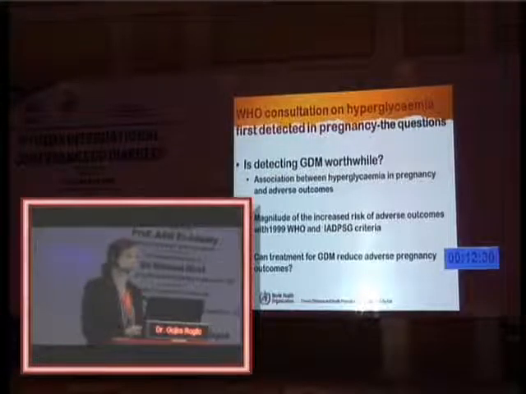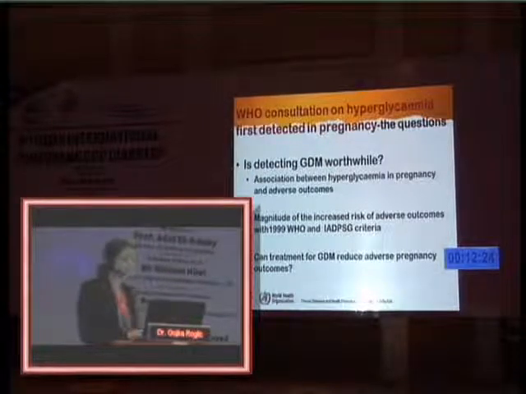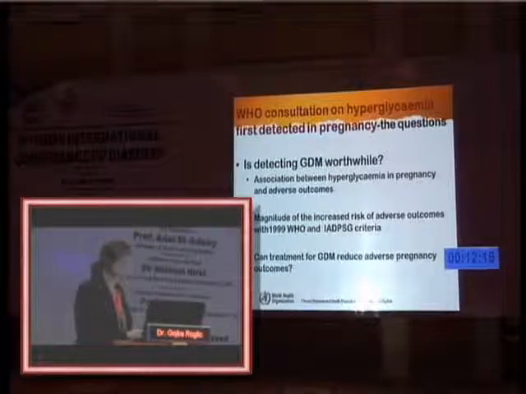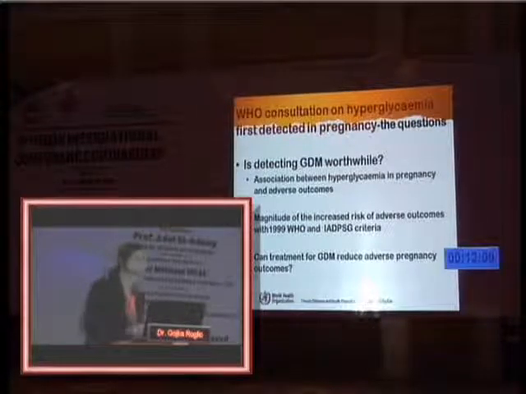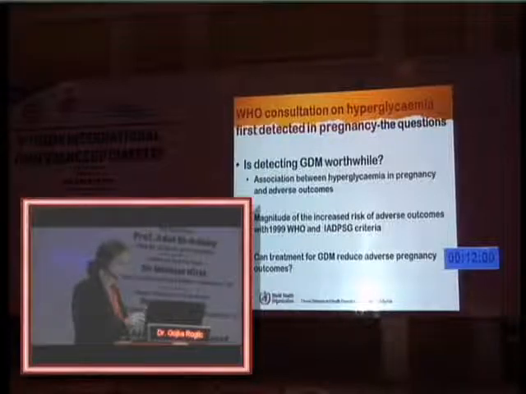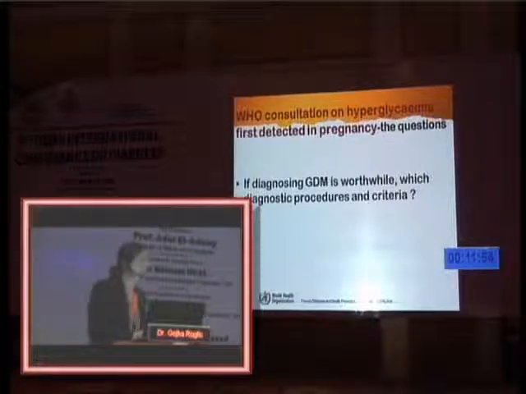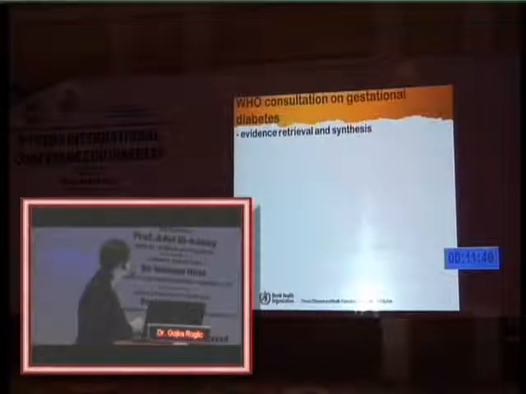Is detecting gestational diabetes worthwhile? We looked at the association between hyperglycemia in pregnancy and certain adverse outcomes. We looked at the magnitude of increased risk of adverse outcomes with the 99 criteria and the IADPSG criteria, which had recently, before that, come out. And we looked at the question of whether treatment for gestational diabetes can reduce adverse pregnancy outcomes. And if we conclude that diagnosing is worthwhile, which diagnostic procedure and criteria to use?